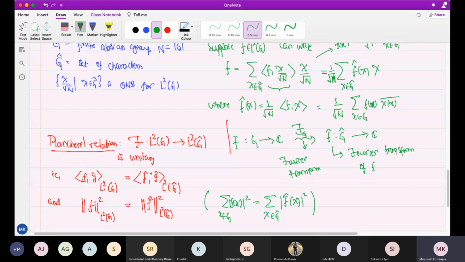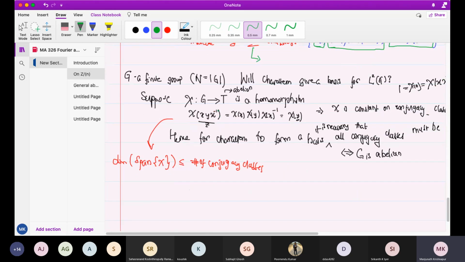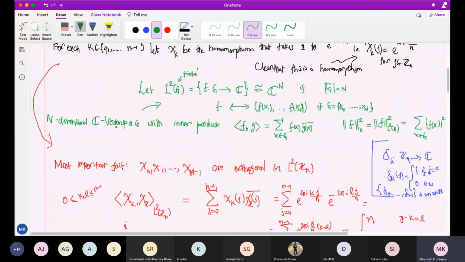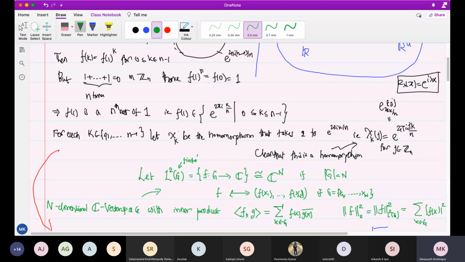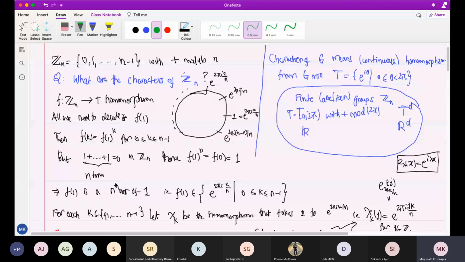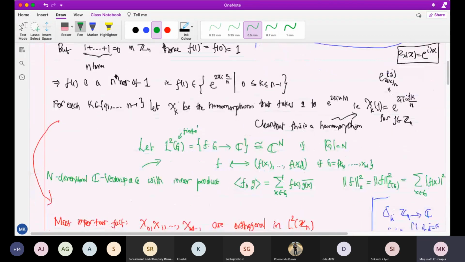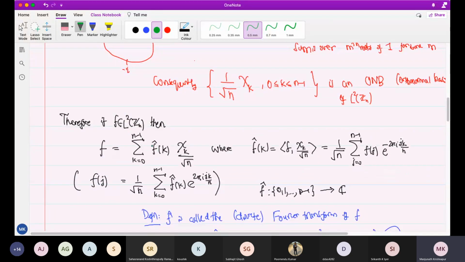What is different from Zn, if you notice one point: in Zn, I was not writing f hat of a character, I was writing f hat of k. Zn was 0, 1 up to n minus 1, and the characters were chi k, e to the 2 pi i j k over n. Somehow the characters could also be identified as 0, 1 up to n minus 1, because chi k, I just called it k. I wrote f hat of k instead of f hat of chi k.